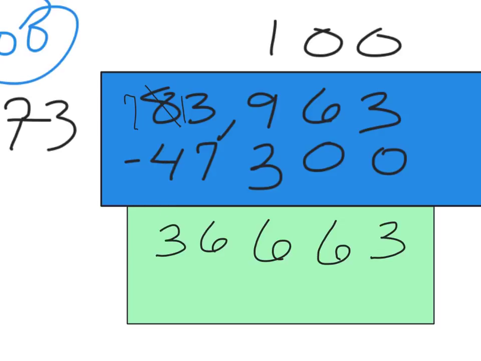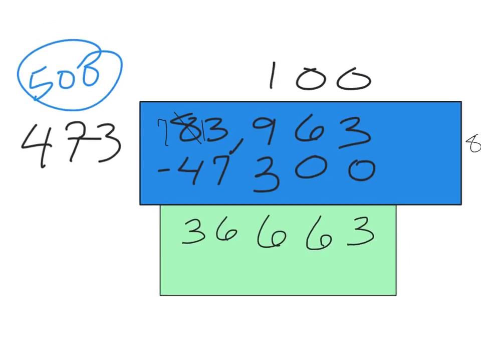And perfect. So now I want to shrink this and see, can 473 fit into 3? No. 36? No. 366? No, it cannot. But it can fit into 3,666. So I'm working in this column right now, which means I need a place value holder for the 1s column. So I'm going to add a 0 here, which will give me a 0 right here, because 0 times 473 equals 0.